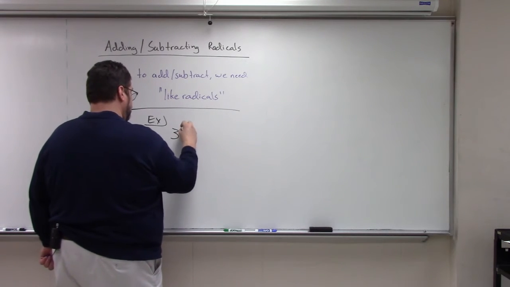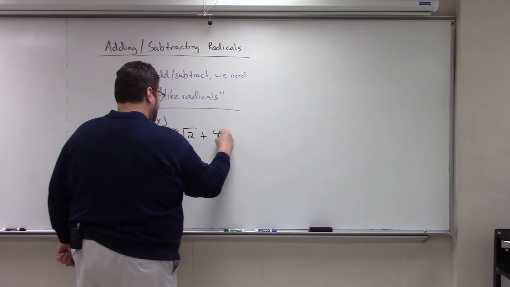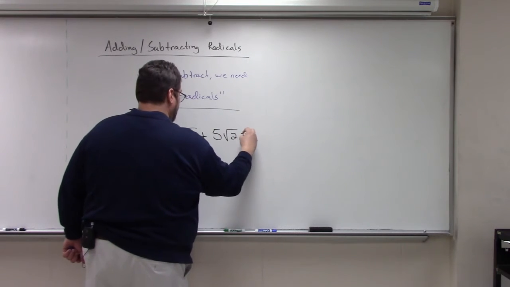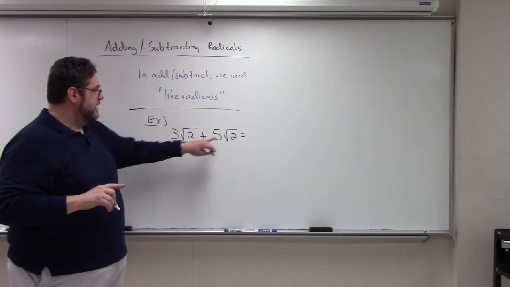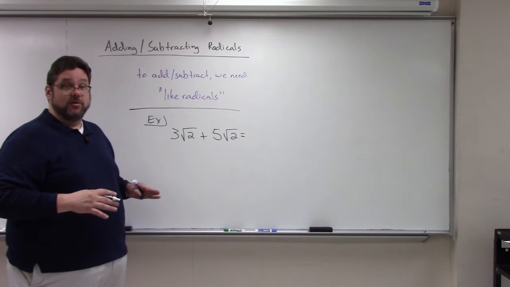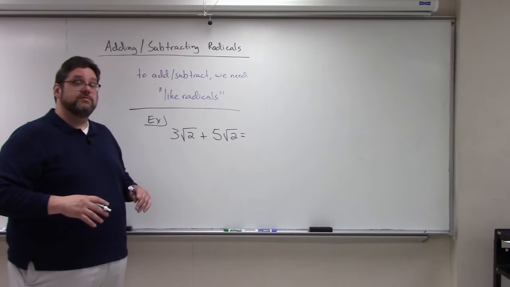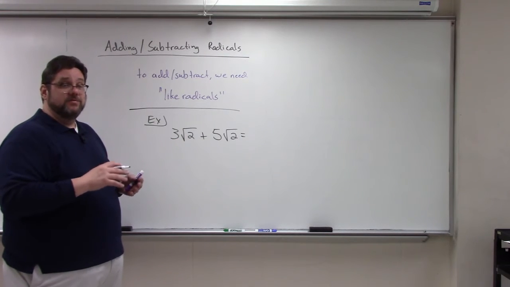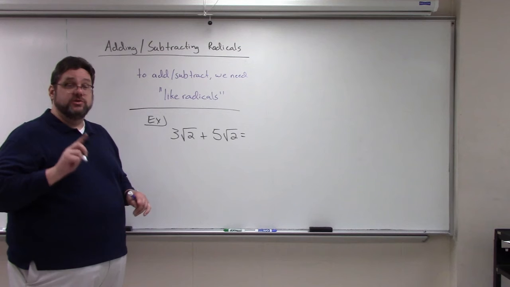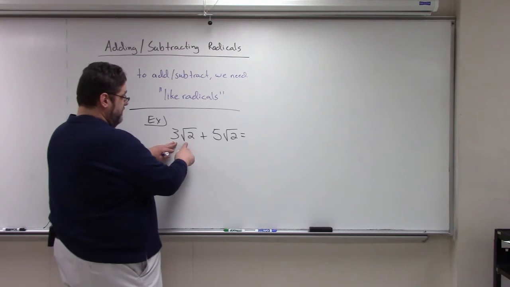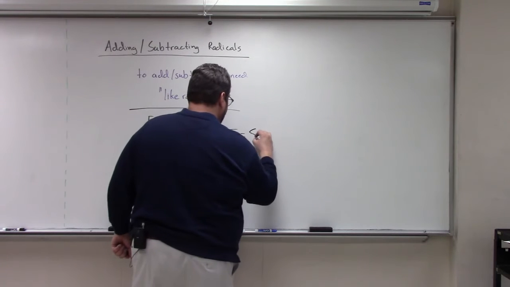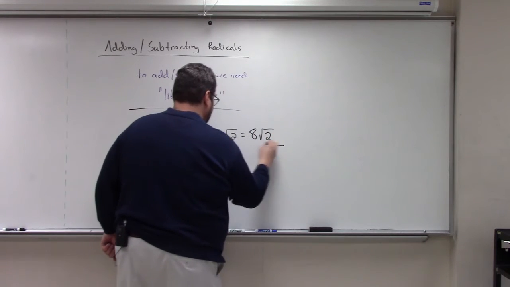3 square root of 2 plus 5 square root of 2. How do you add these? Well, first of all, are the radicals exactly the same? Yes, they are. They're both the square root of 2. So now the way we add those is we're going to add the numbers in front just like we did with the variables. 3 of these plus 5 of these is now 8 of those.